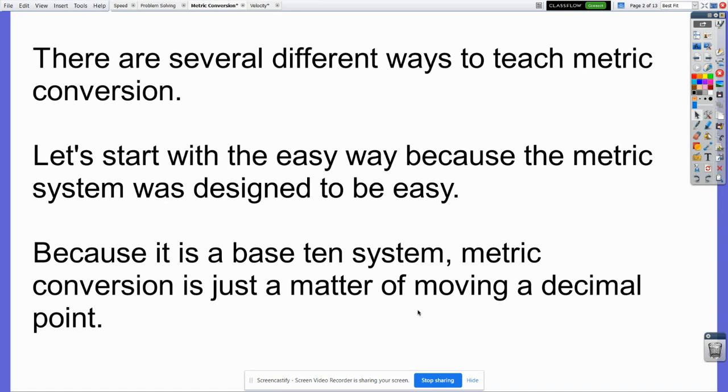The metric system was set up to be easy. It's a base 10 system. And the main reason why it's a base 10 system is to allow for easy conversion, to make the conversion nothing more than moving the decimal point around. Every time you do a metric conversion, you're simply multiplying or dividing by some multiple of 10. So you're just moving decimal points either to the left or the right to do your conversions. There's no real math involved like there is with the English ones. So let's start there.